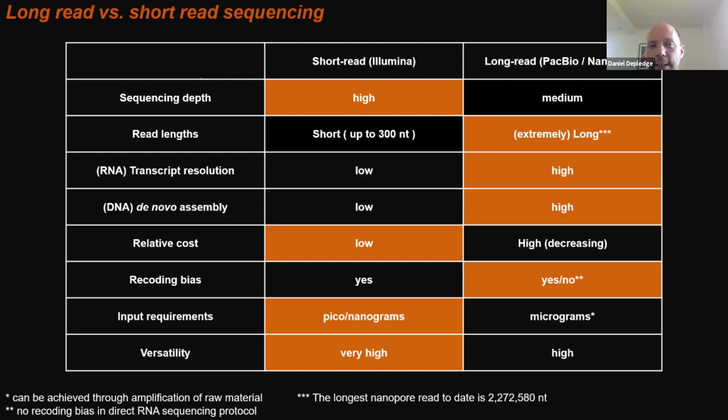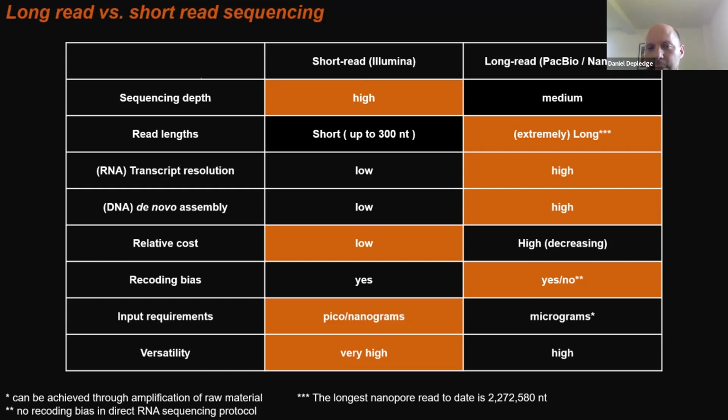In terms of looking at RNA, transcript resolution is much higher with long read platforms than with short read, principally because each individual read has the potential to be representative of an RNA, rather than having to computationally reconstruct them as you would with short read data. Similarly, de novo assembly is generally a lot easier with long read data, although in truth, most people employ hybrid strategies where they overlay long read data with short read data. The relative cost, short read data is definitely going to win on that for now, although it's starting to get better in terms of long read sequencing.